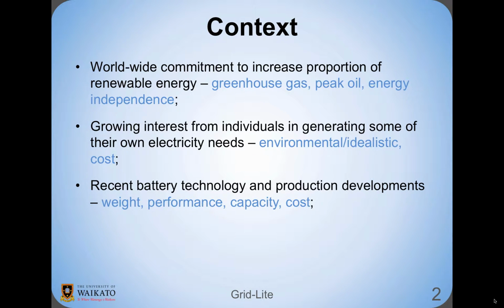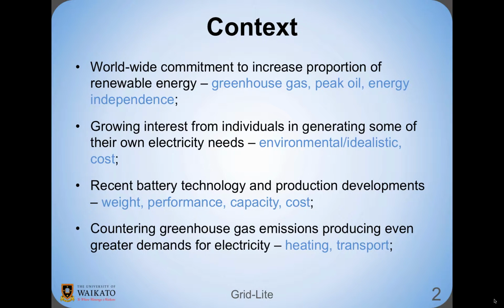A further recent background factor is a significant improvement in battery performance, together with production developments leading to lower costs. And to add to that, many of the moves to counter greenhouse gas emissions, for example in heating and transport, are themselves producing increased demands for electricity.